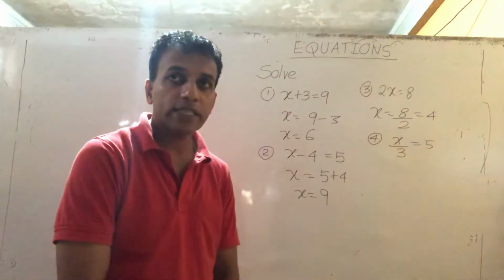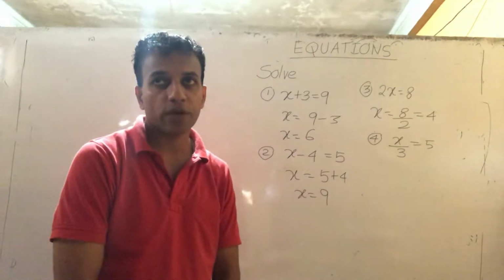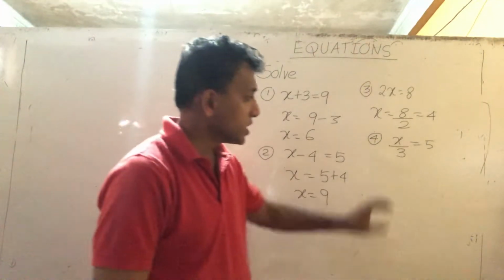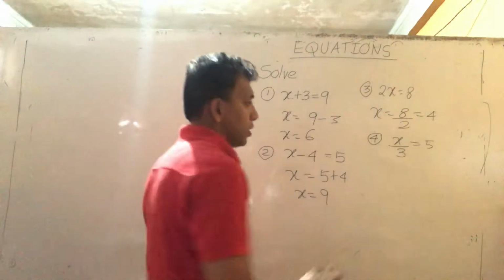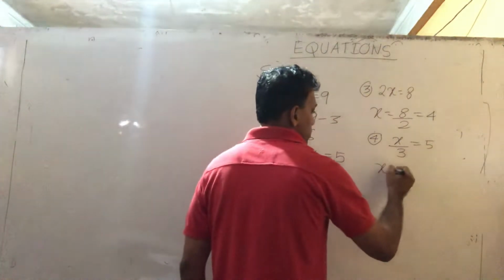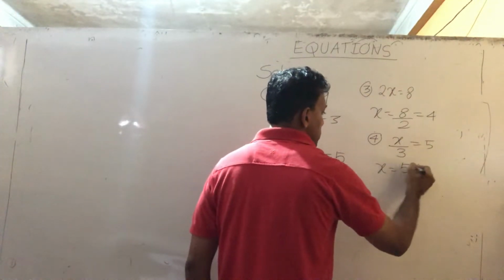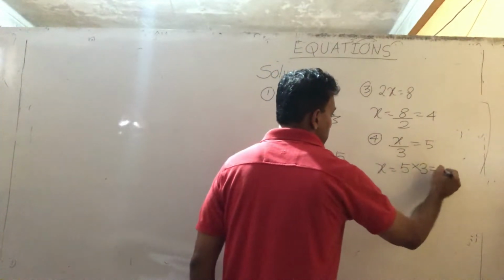x divided by 3 equals 5. So what is the x answer? The division by 3 goes to the other side, and it becomes multiplication. So x equals 5 multiplied by 3, that is 15.